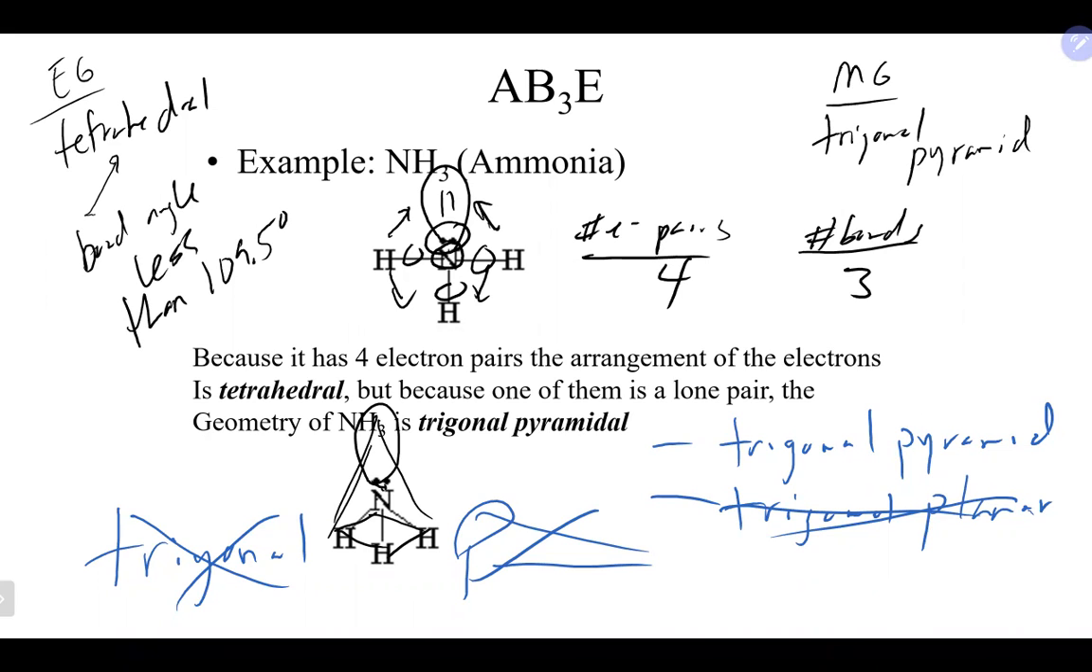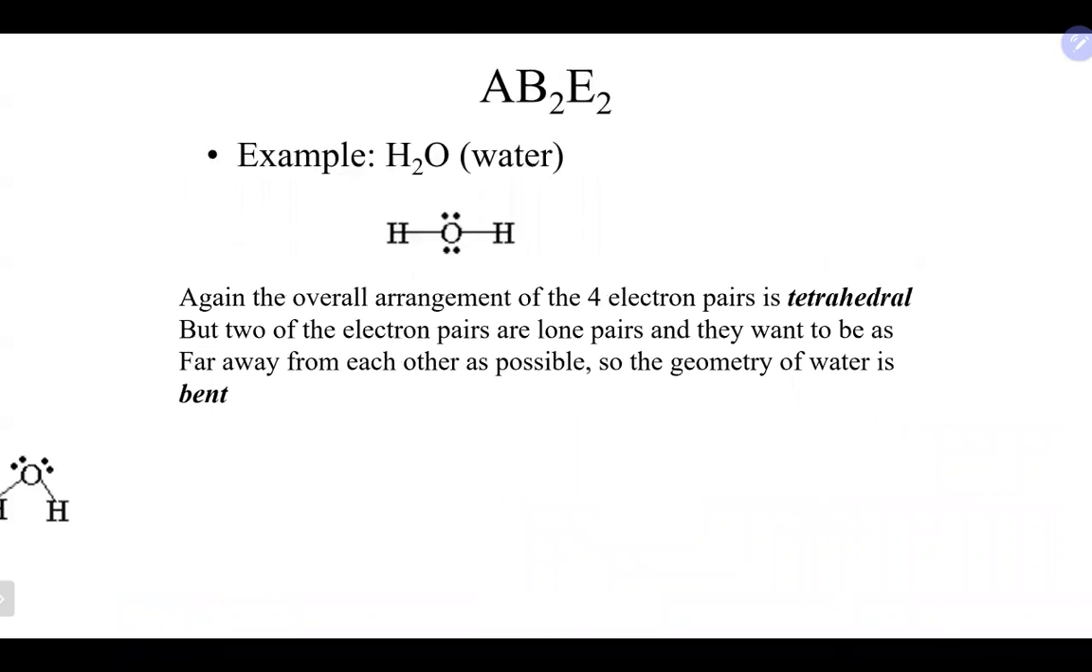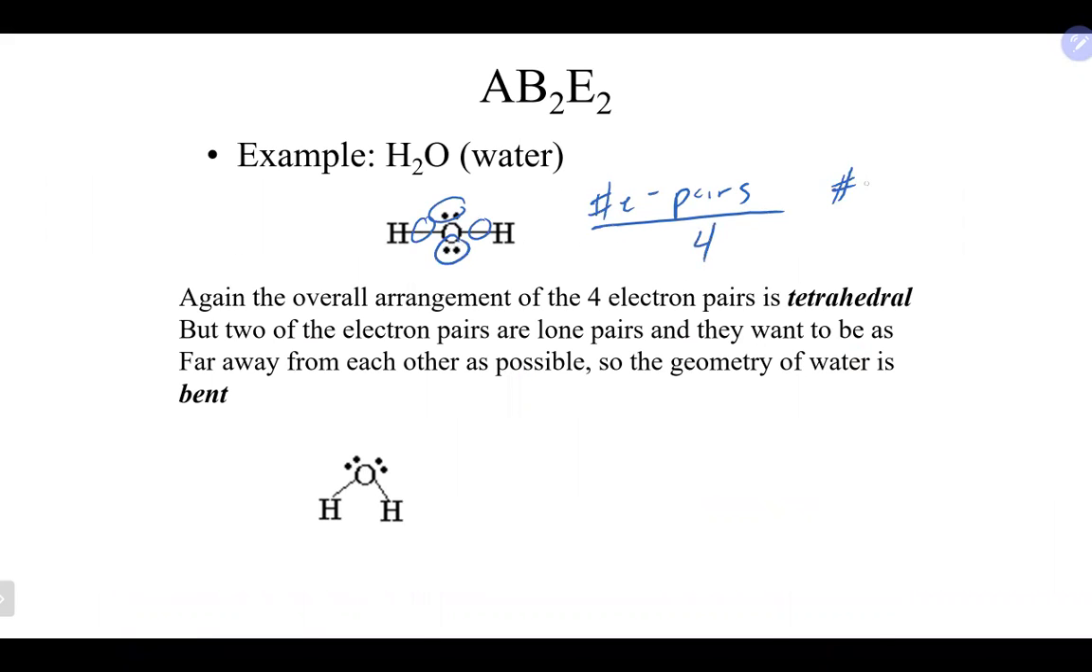Last sort of geometry that you need to know is something that we see like in water here. And when we look at water, the number of electron pairs around the central atom here is going to be 1, 2, 3, and 4. The number of bonds is going to be 2 in this case, 1 and 2. Something with 4 electron pairs, the electron pair geometry is going to be tetrahedral.